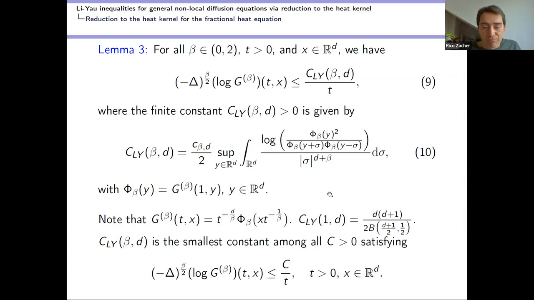So, as I told you, the fractional heat kernel has a self-similar structure, so it can be written in this form, where we have this function phi beta of this similarity variable x over t to the 1 over beta, and then with this temporal prefactor. So this constant is the smallest constant among all constants for which we have this inequality. This is also part of the statement.